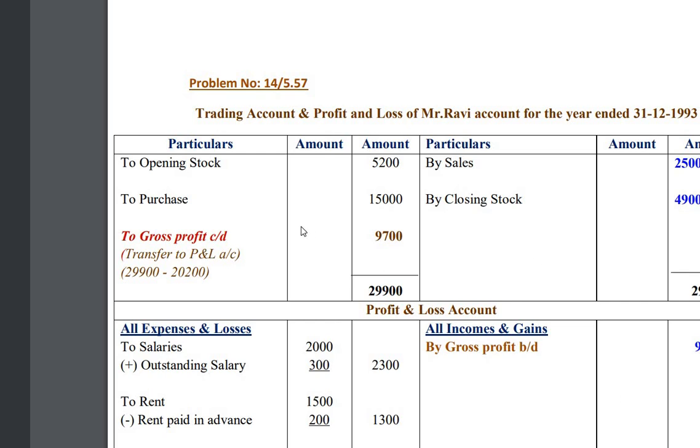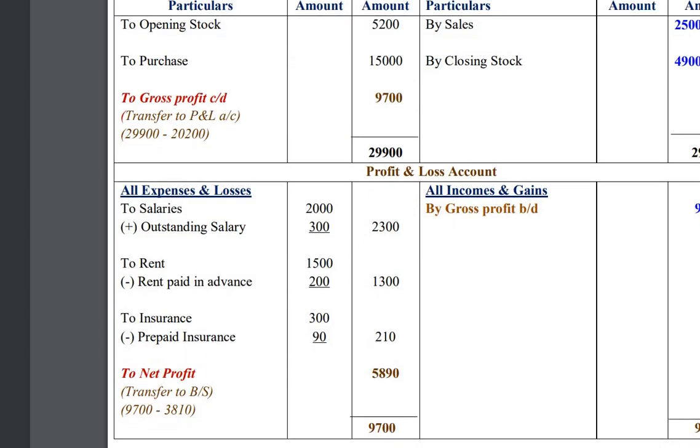Now, there are no other direct expenses mentioned in the problem. Now I'm going to close the account and I'm going to get either gross profit or gross loss. When you are seeing this trading account, we can understand the credit side is greater than the debit side. So we are getting the gross profit, which is 9,700. Then let's move to the profit and loss account.